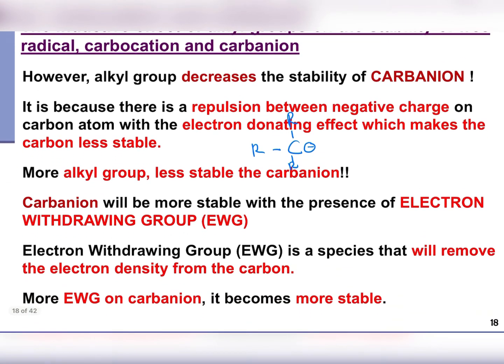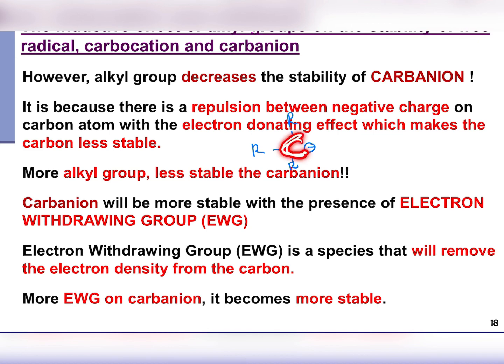Okay, alright, so carbon ion akan jadi stable bila? Okay, carbon ion will become more stable with the presence of electron withdrawing group. Okay, kalau ada EWG, dia lagi stable. Sebab apa? So kita tengok pula. EWG, withdrawing ni macam kamu withdraw duit, kamu keluarkan duit. Macam tu lah. Tapi ini keluarkan elektron. Okay, withdraw elektron. Okay, withdraw electron ni adalah species that will remove electron density from the carbon.